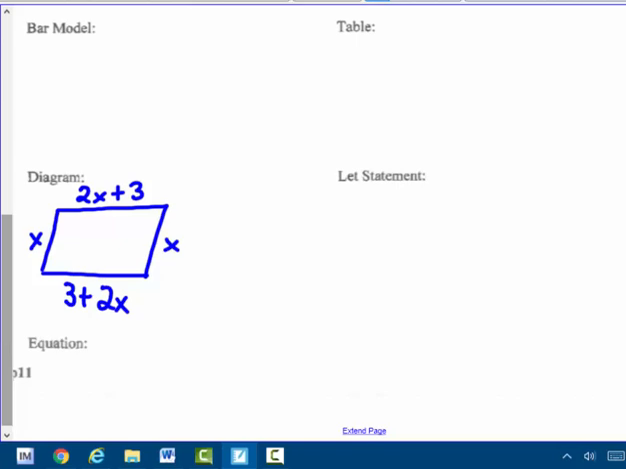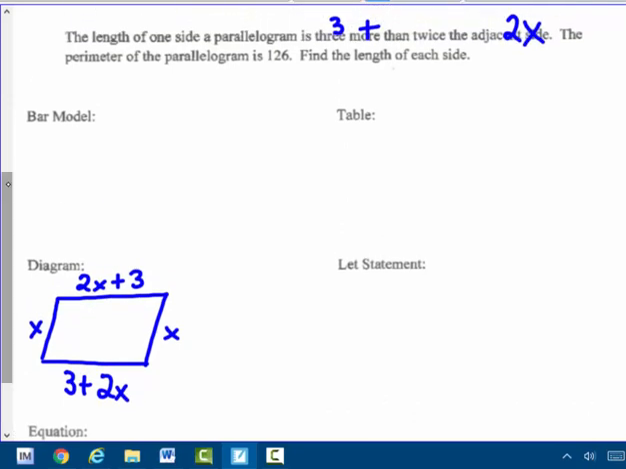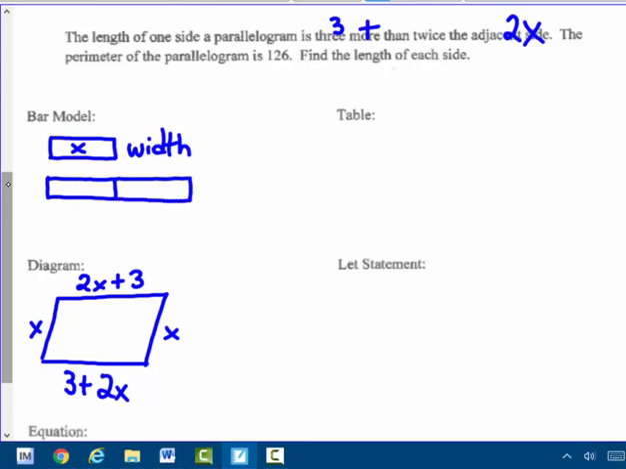How would I bar model this example? Well, the length is 3 more than twice the width. So the width, or the adjacent side, is the model, or the bar. So one bar represents that x. That's the width. And the length is 2x. So I'm going to draw 2 of these, plus 3. That's the length. So I'm going to put a little plus 3 over here. An x plus 3. So that's the length. So this is how I would do it in a bar model.